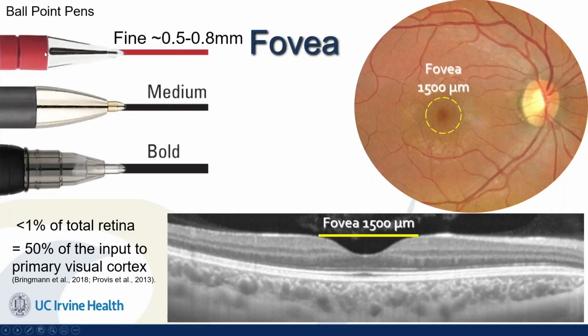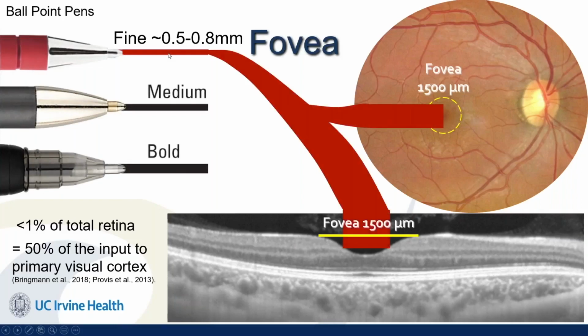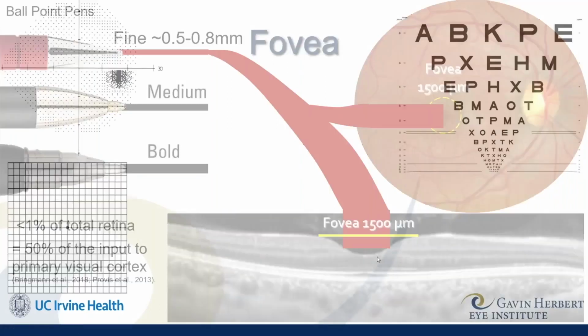If we were to take a fine ballpoint pen, which is about 0.5 to 0.8 millimeters in width when you draw with it, it easily covers the most high acuity area of the central vision. So this is an incredibly small area.